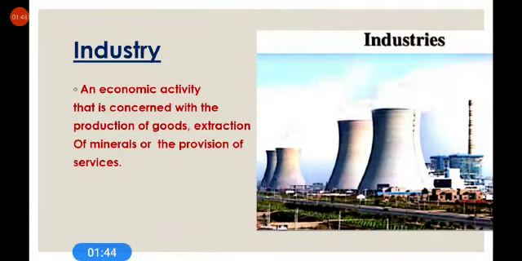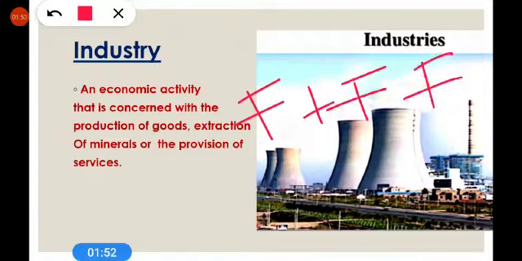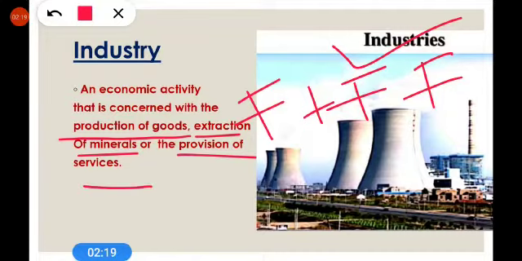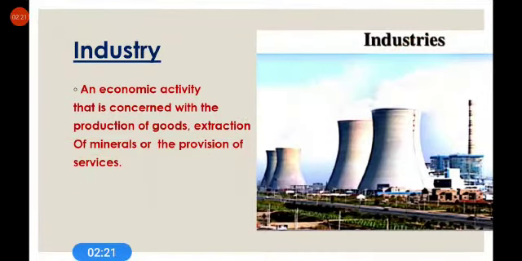When there are many factories, they make an industry. Clear? What is industry? Industry is a group of manufacturers or businesses that produce a particular kind of goods or services. You can also say it is an economic activity that is concerned with the production of goods. For example, steel industry, extraction of minerals, for example coal mining, provision of services like tourism industry, hotel industries.